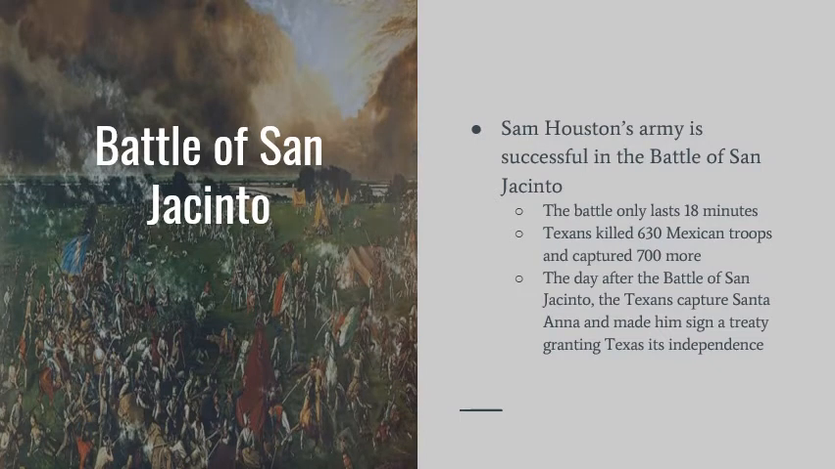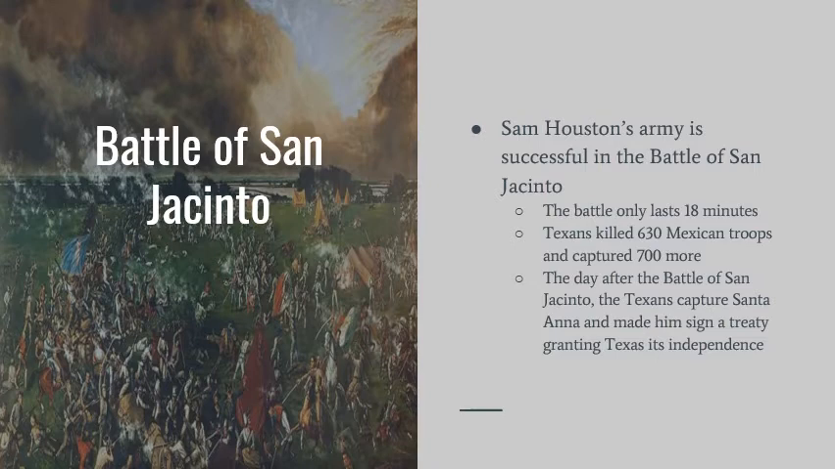Sam Houston, the commander of the Texan army, is able to find a little more success than his fellow Texans who had taken over the Alamo. His army emerges victorious in the Battle of San Jacinto. Using the battle cry, "Remember the Alamo," to rally his troops, Sam Houston and his army are able to kill 630 Mexican troops and capture 700 more, in a battle that only lasts 18 minutes.